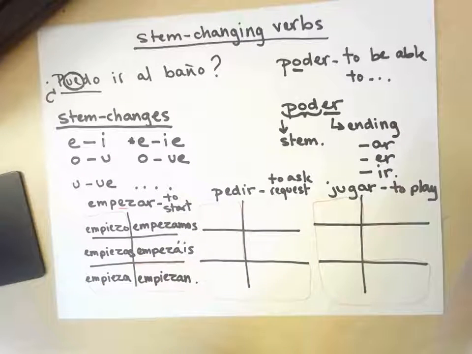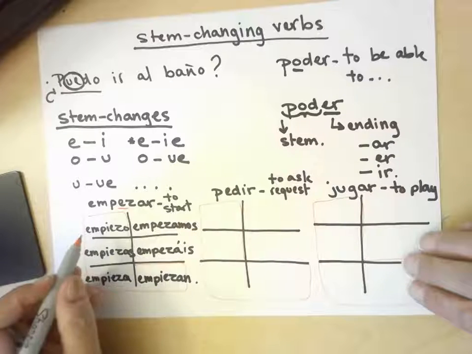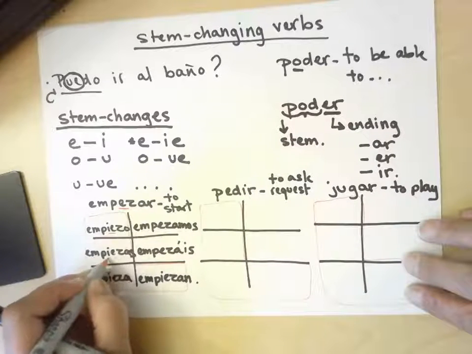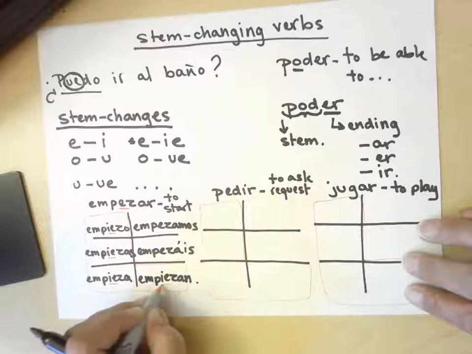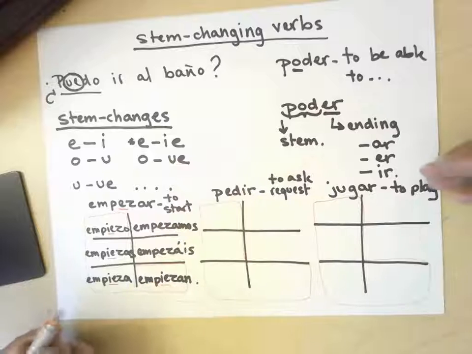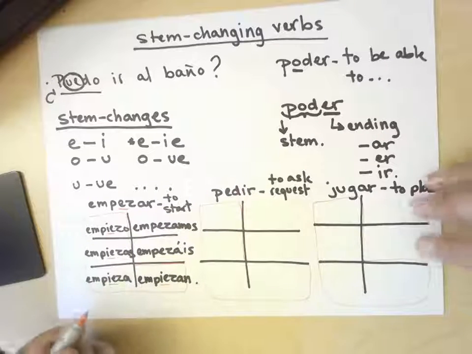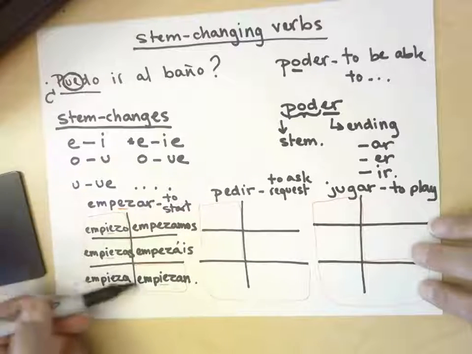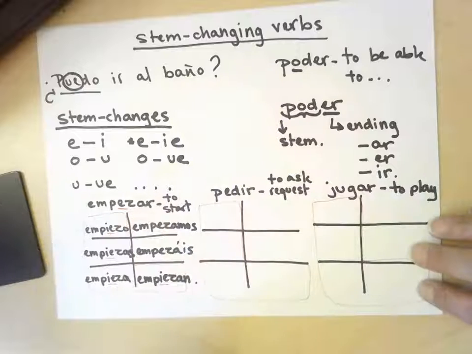Alright, everybody see that? If you have a little marker, I hope you can see this. It's in anaranjado. E to IE, all throughout the boot. And if I look at it, it's like in an L shape. They call it the boot, but you can call it an L shape. Whatever works for you. And just remember, always stem changes happen within the boot, never outside.